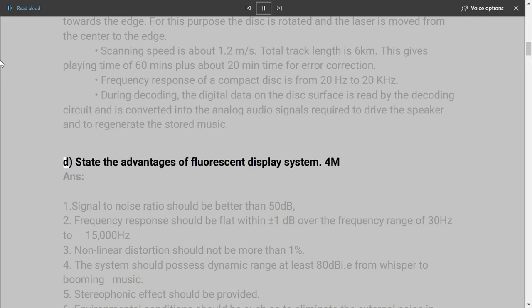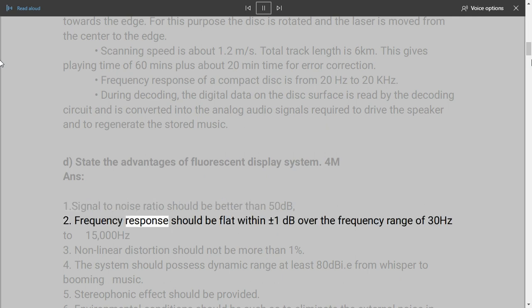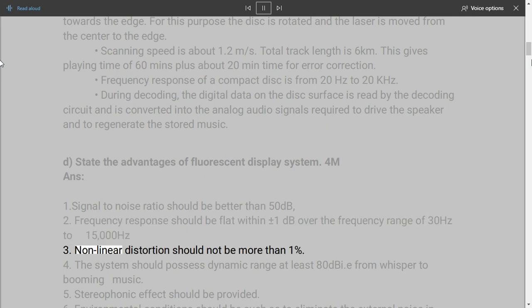D. State the advantages of fluorescent display system. Answer: 1. Signal to noise ratio should be better than 50 dB. 2. Frequency response should be flat within plus or minus 1 dB over the frequency range of 30 Hz to 15,000 Hz. 3. Nonlinear distortion should not be more than 1%.